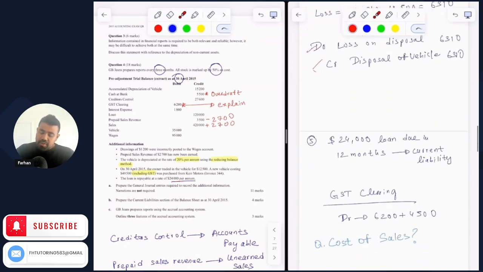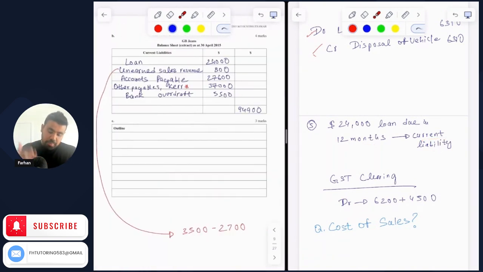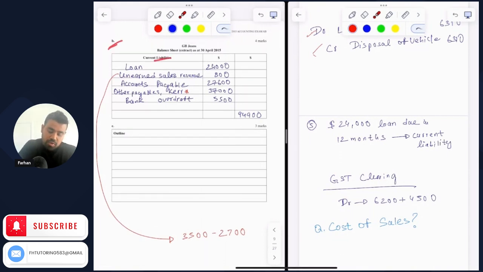So if $24,000 is due within 12 months, this fits the definition of a current liability, which is a present obligation that needs to be taken care of within the next 12 months. So this $24,000 is going to be shown within the current liability section of the balance sheet as something that is due very soon. So that's why when we are preparing part B, current liabilities, we started with the loan of $24,000 that we know is due in 12 months. Okay, then we have unearned sales revenue, which is also known as the prepaid sales revenue.